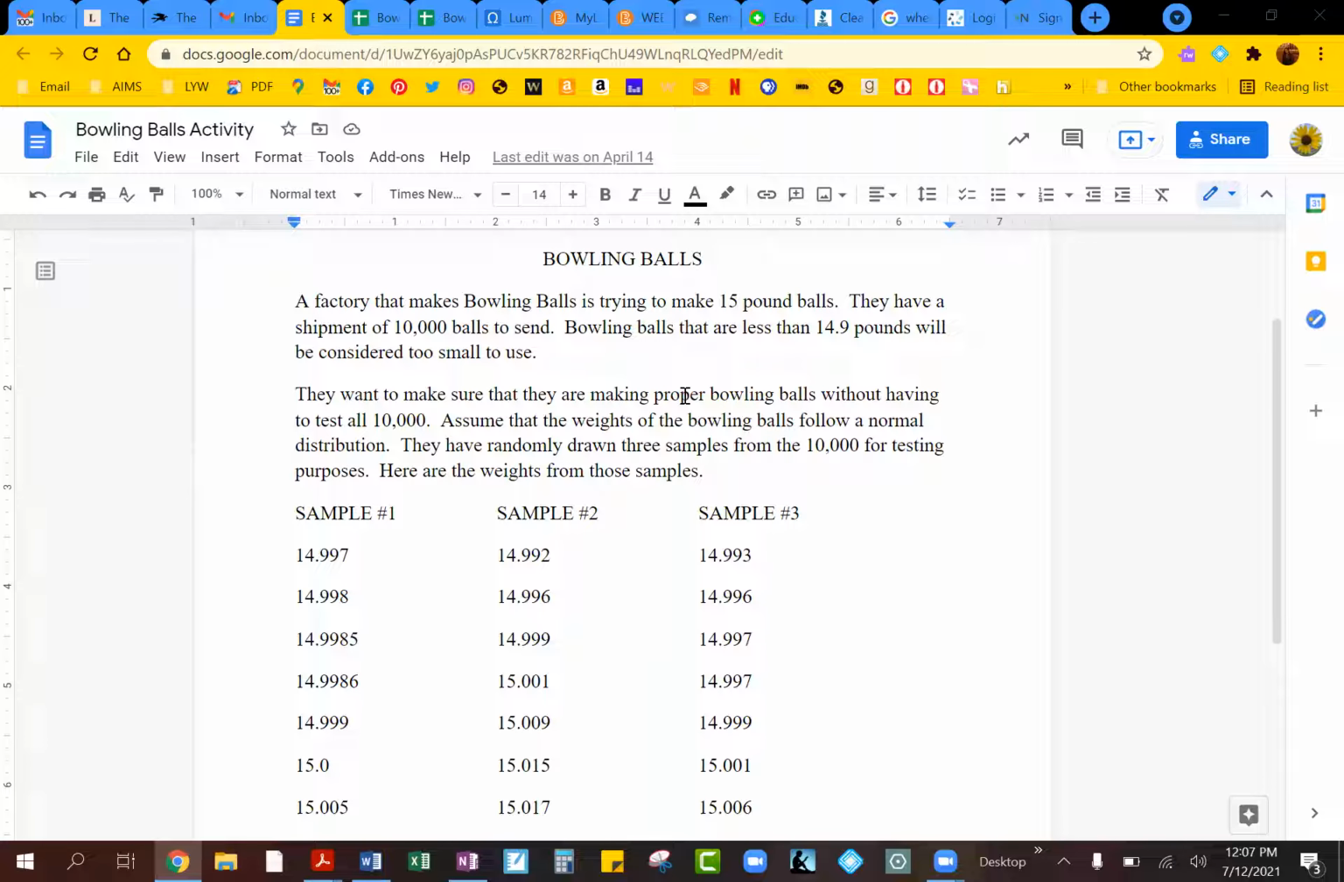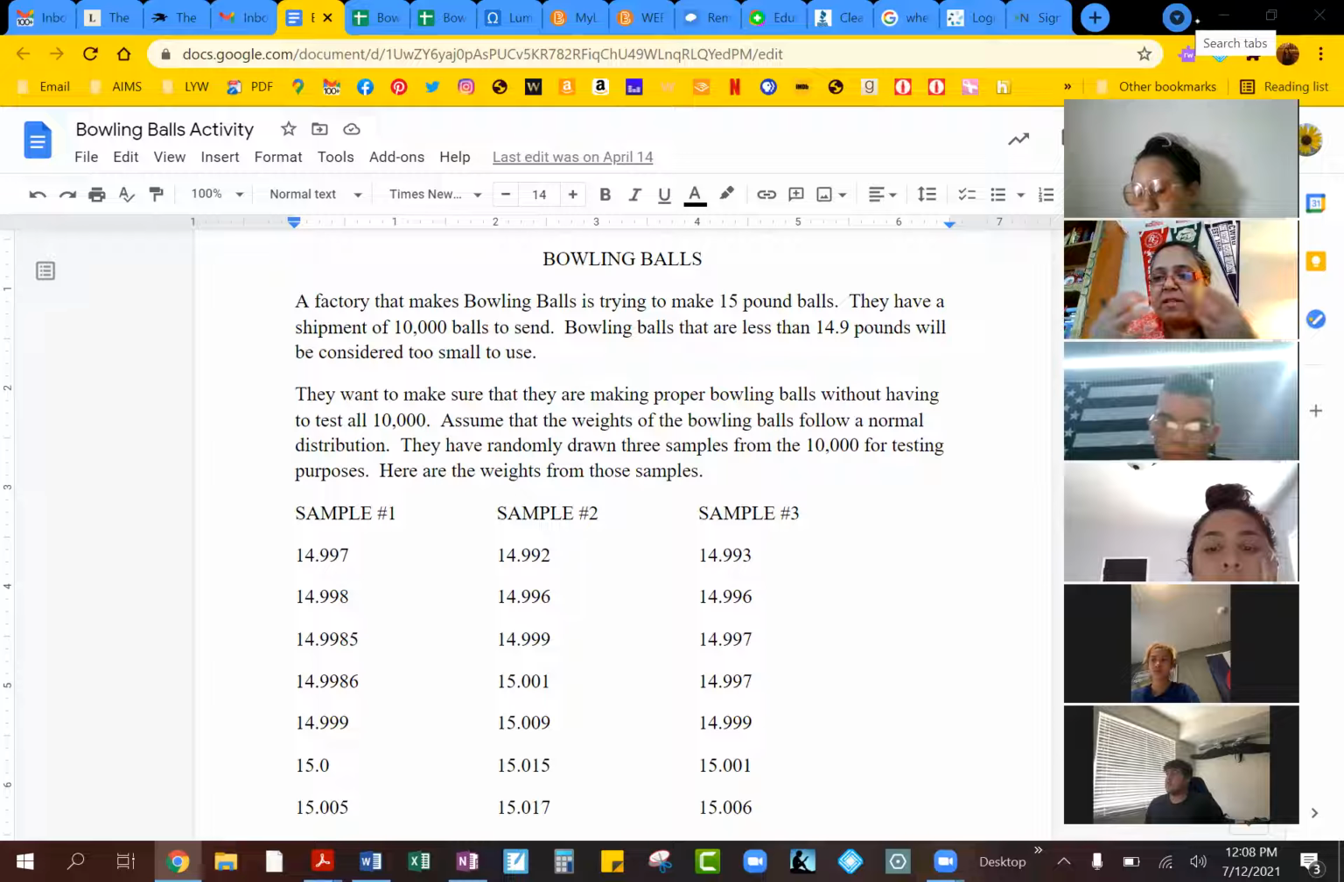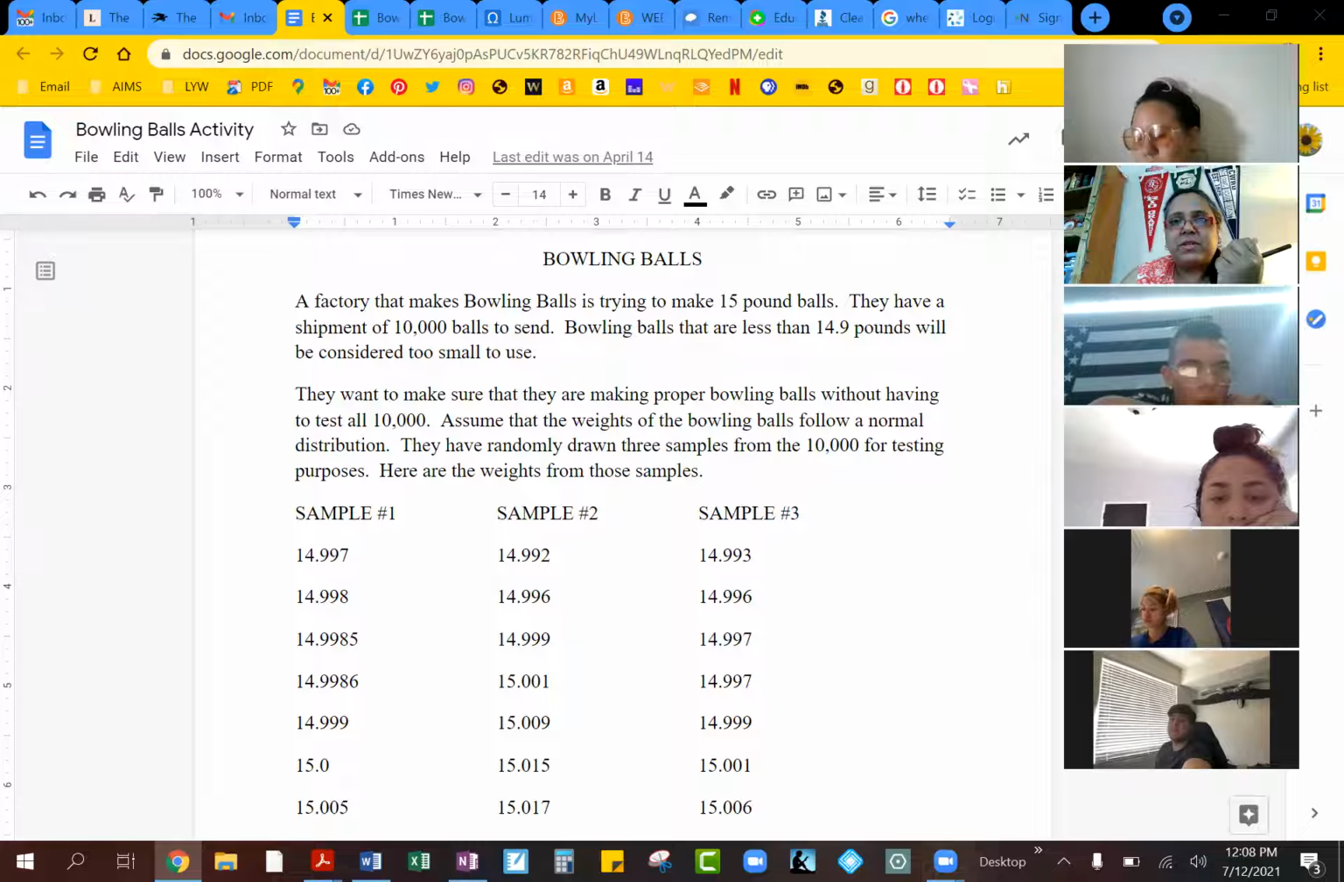So they want to make sure they are making proper bowling balls without having to test, obviously, all 10,000 of them. So assume that the weights of the bowling balls follow a normal distribution. And this is something you will see even as you go through examples from homework. They will always tell you if a data set is normally distributed. Because if they don't tell you that, you cannot make the assumption it's normally distributed. So always look for that keyword, it's normally distributed, or is normal, something with that reference to being normal. So that's how you can use the normal distribution to do those calculations.